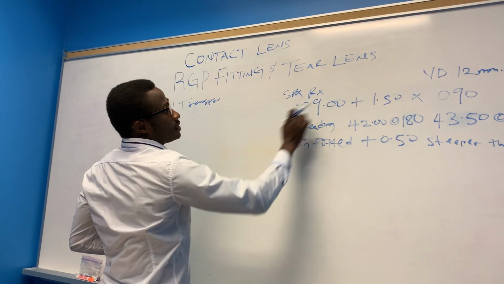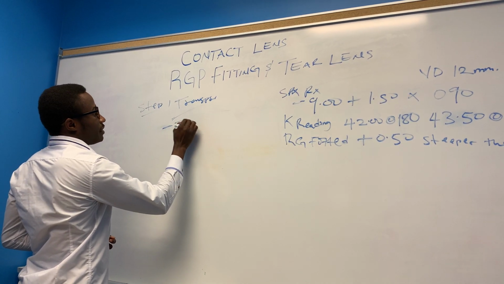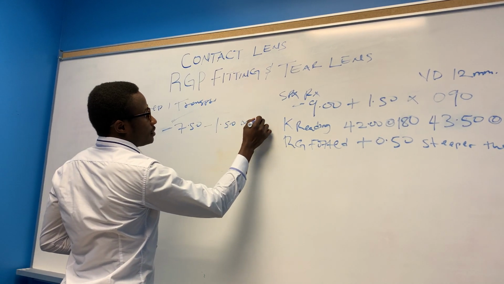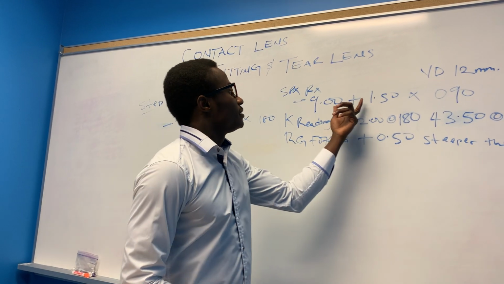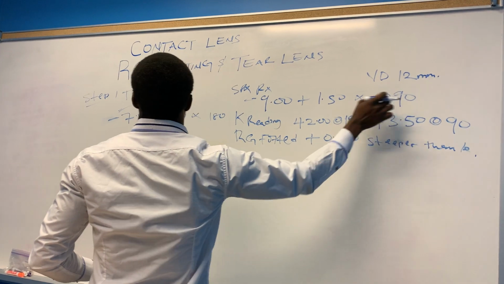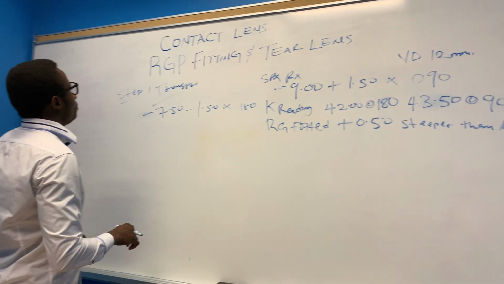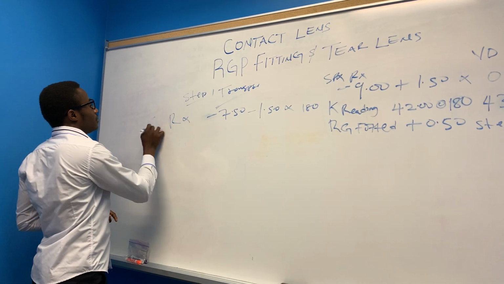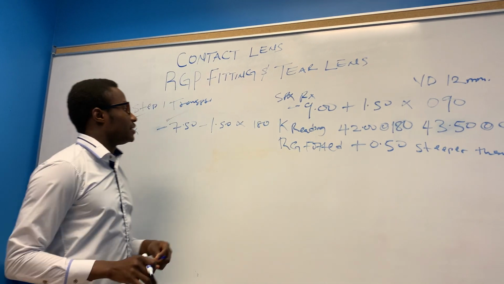So when I transpose this, I will have minus 7.50 minus 1.50 at 180. Add the sphere and the cylinder together, change the sign of the cylinder, and change the axis 90 degrees apart. That is just a simple transposition. So this is still my spectacle Rx in a minus cylinder form, and the two are automatically the same.